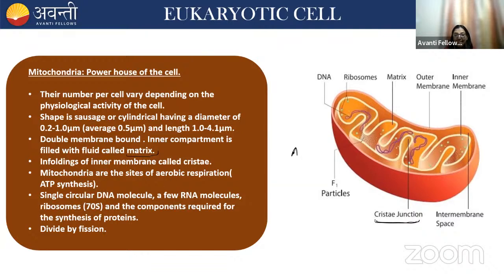And mitochondria is the site for ATP synthesis. It's the site where aerobic cellular respiration takes place, the site where the Krebs cycle occurs, the site where the ETS, the electron transport chain, occurs. So mitochondria is the site for ATP synthesis. That is why we call mitochondria the powerhouse of the cell.